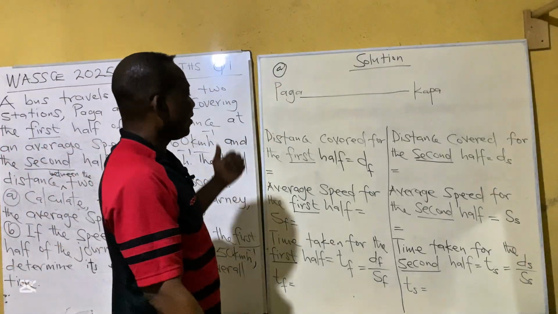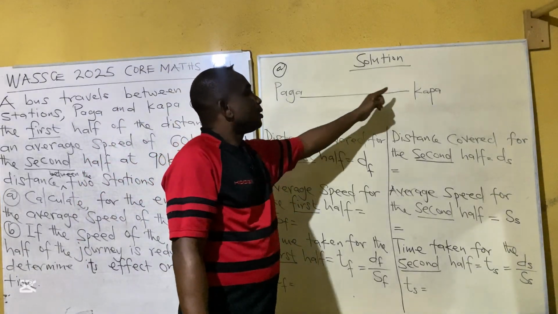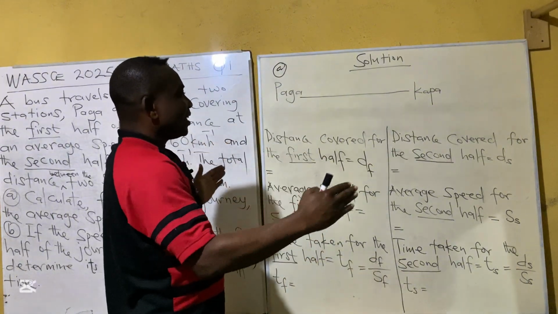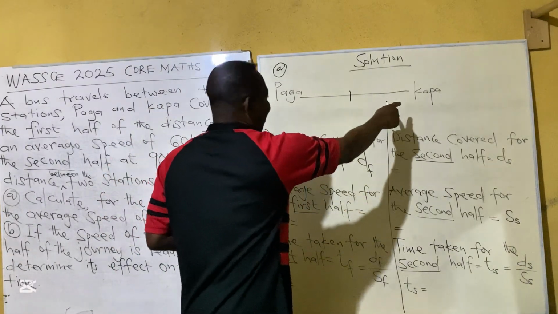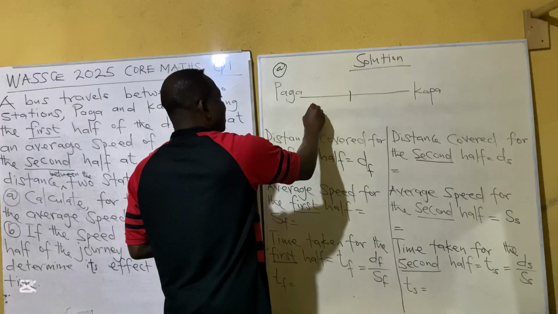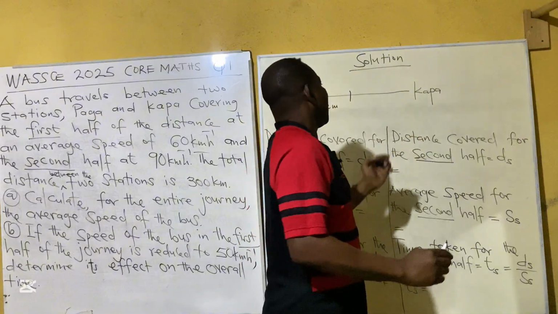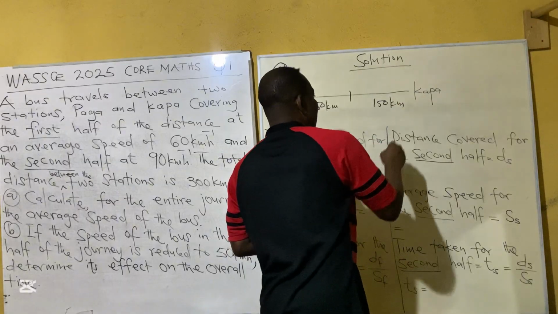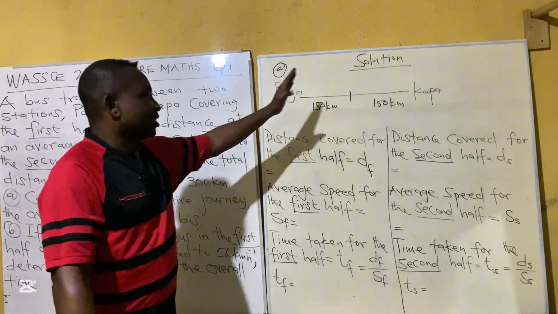So, solution A. We are told that the bus traveled from Paga to Kappa, and this journey is divided into two equal halves. So the first half, the bus covered 150 kilometers, and then the second half, the bus covered another 150 kilometers, totaling the 300 kilometers between the two stations.